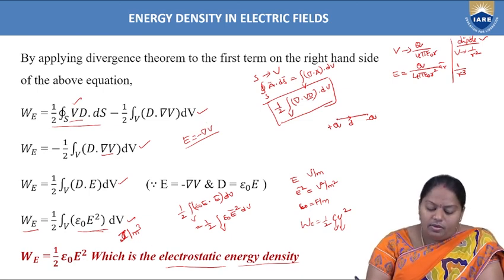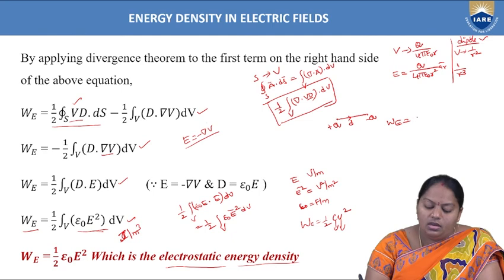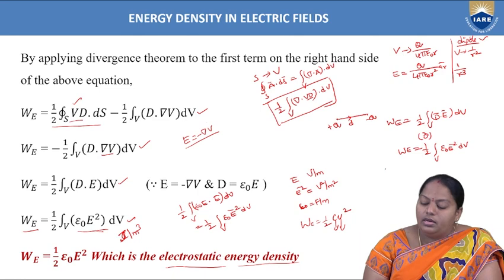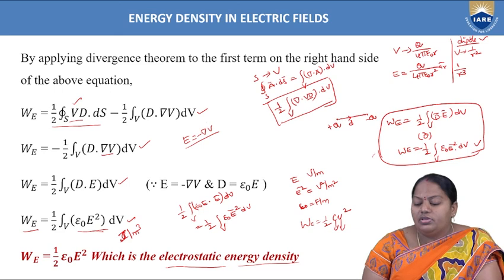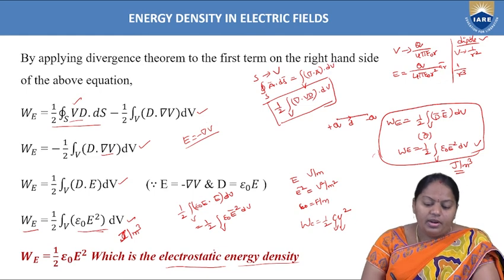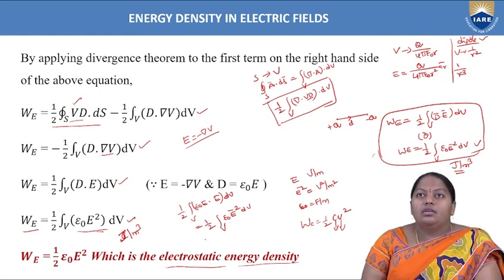So from this we have got two relations: WE equal to 1 by 2 integral V D dot E dV, or WE equal to 1 by 2 integral V epsilon naught E square dV. Right? Energy density in electrostatic fields means we have to derive the equation as 1 by 2 integral V epsilon naught E square dV, and it is measured in joule per meter cube. Okay? So this is the way we have derived the energy density in electrostatic fields.